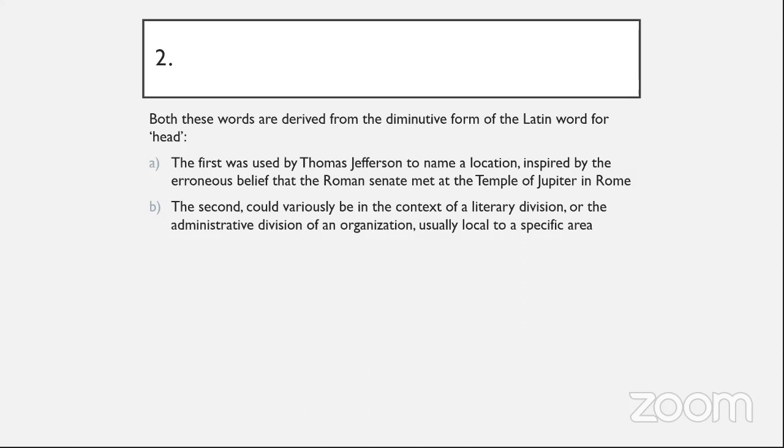The second could variously be used in the context of a literary division or the administrative division of an organization, usually local to a specific area.